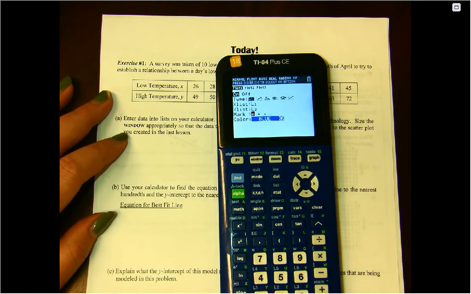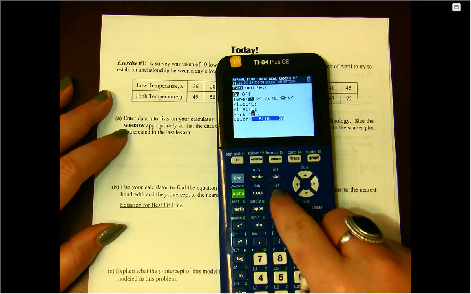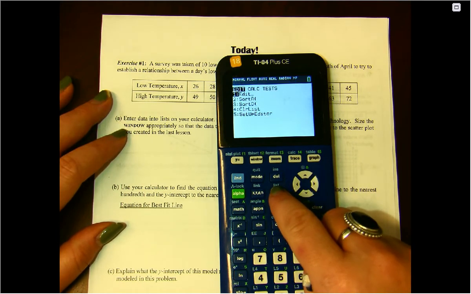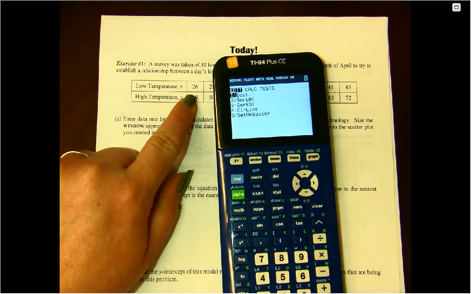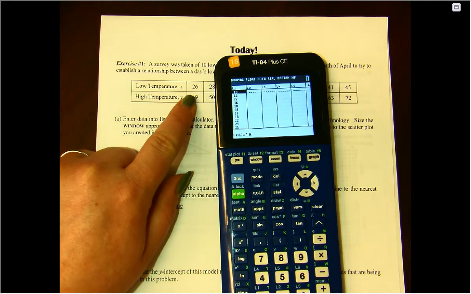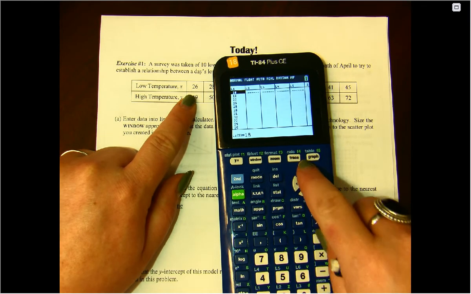So now that I have my stat plot all set up, I actually want to go into the stat function. So I'm going to hit stat, and I want to just put in these lists, okay? So enter, because I want to get to my list. So again, to get to the list, you're going to hit stat, enter to edit.